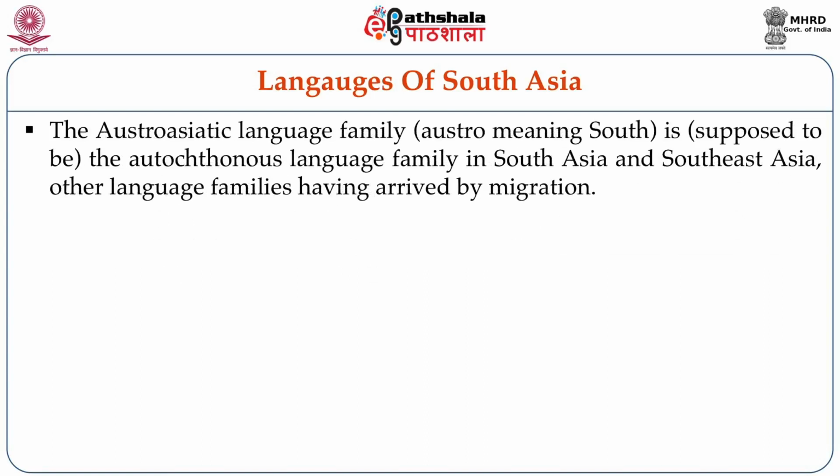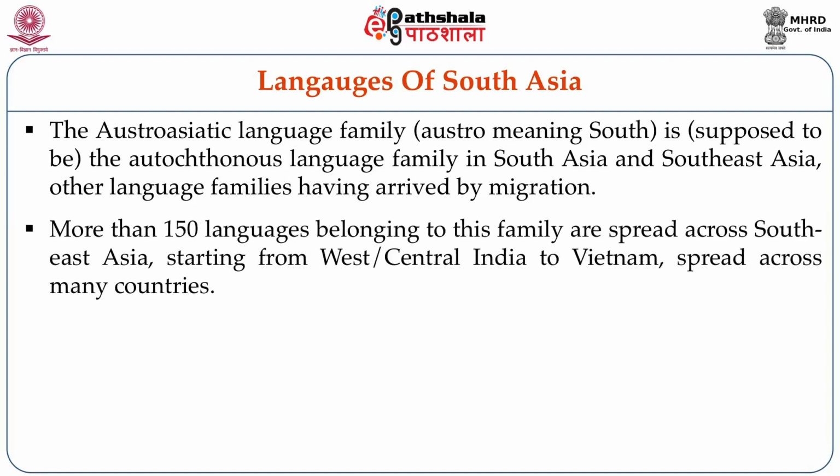Now we move on to the third language family, which is called Austro-Asiatic language family. Austro meaning south, Asia is Asia, of course, is supposed to be the native people or native family in South Asia, and Southeast Asia, the other language families having arrived by migration.